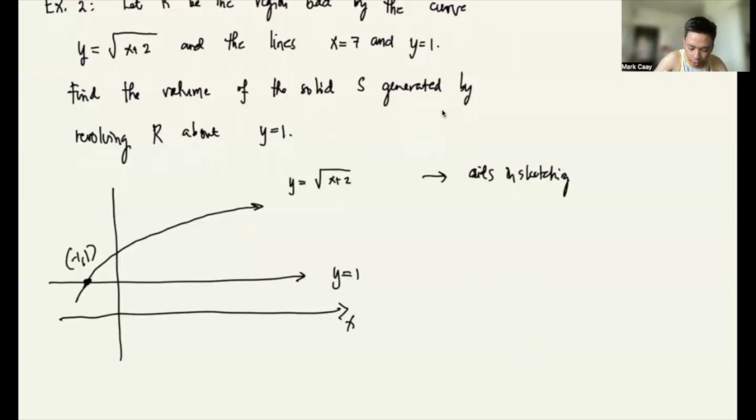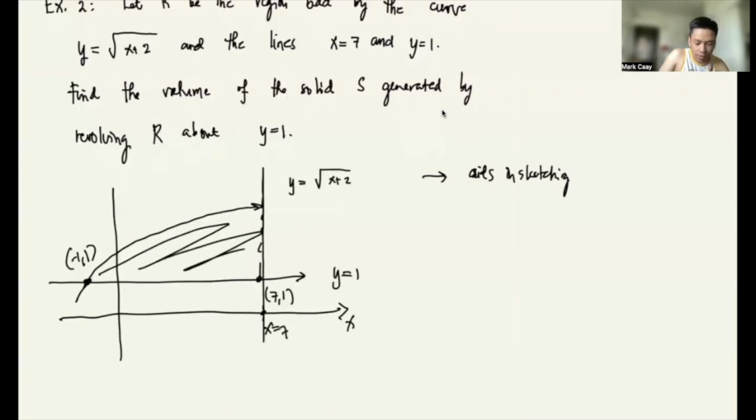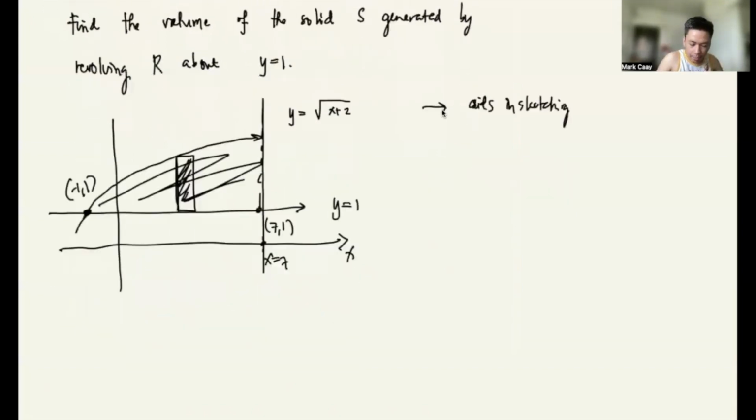Basta let us recall, this is only for sketching. Yan. What about, kunyari this is our point 7, 1. So, pag ganun. Kasi 7, di ba? The line x equals 7. So, this is x equals 7 here. So, this is our region. Yan. So, our problem here is to get the volume of the solid of revolution. So, patayo yung rectangle natin dyan.